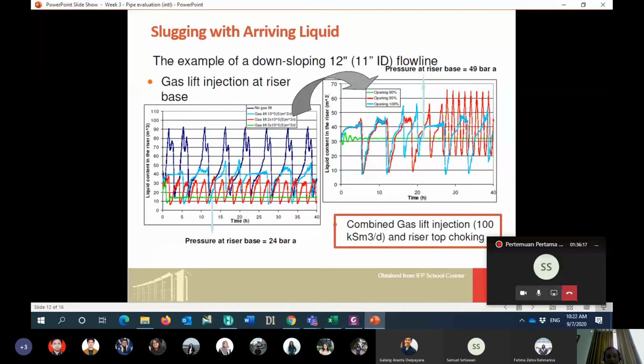How do we solve this? We will do an evaluation. The first one is gas lift injection.